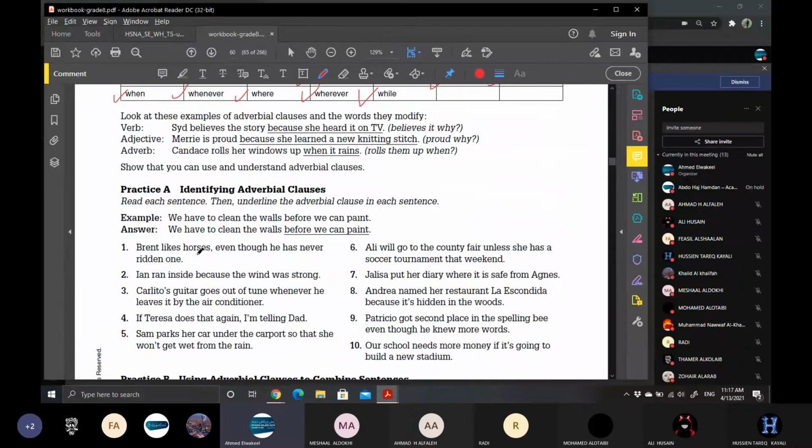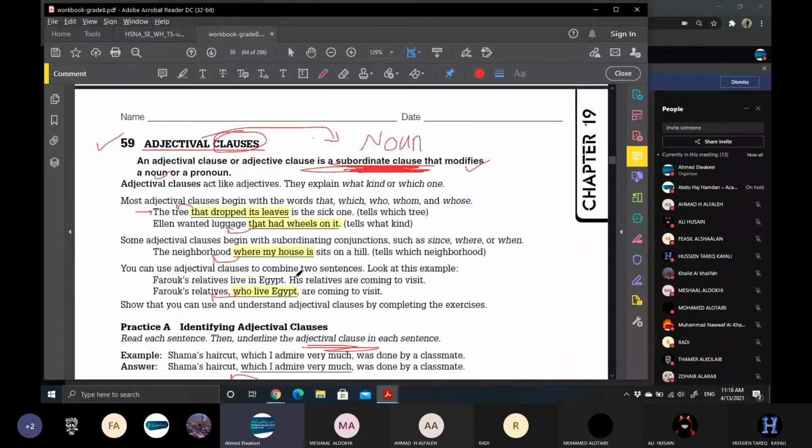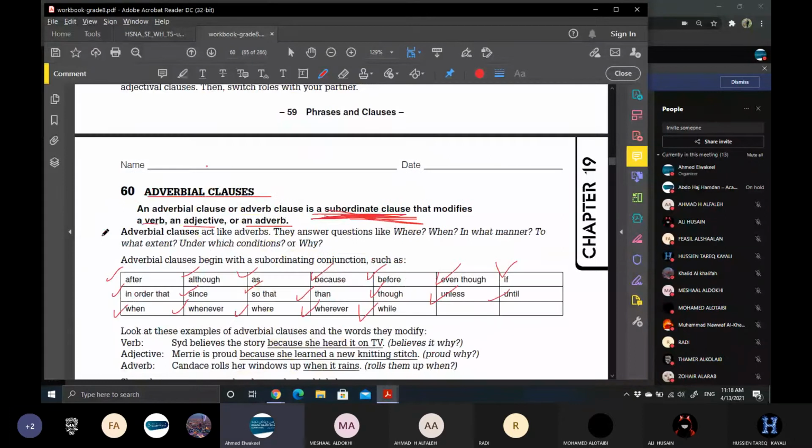For example, here, Trent likes horses, even though he has never ridden one. Even though he has never ridden one modifies the verb likes. Ian ran inside because the wind was strong. Why did Ian run inside? So here the clause modifies the verb ran. So in the exam, you will be asked to just identify or choose the adjectival clause which describes a noun, or the adverbial clause which describes a verb, an adjective, or another adverb.